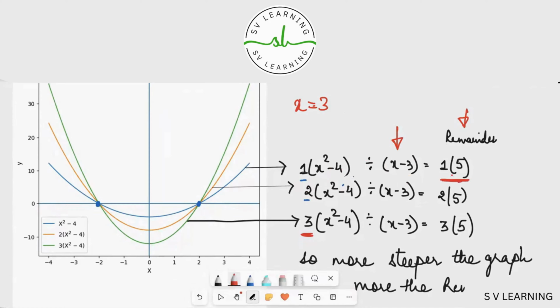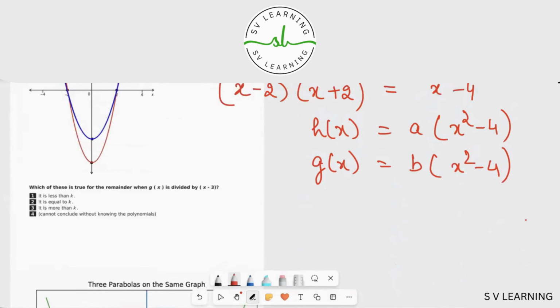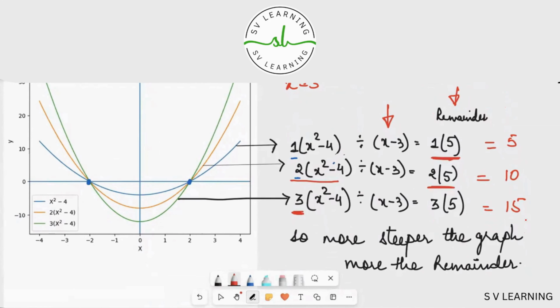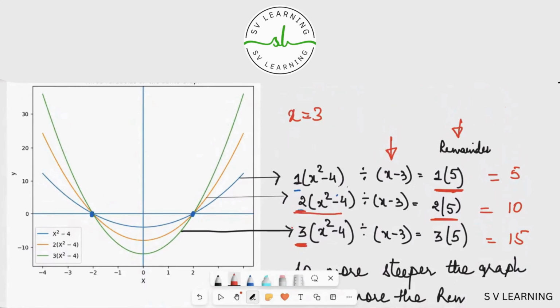So 1 into 5. However, if the polynomial was 2 into (x square minus 4), on the same basis, the remainder would have been 10. Or if the polynomial was 3 into (x square minus 4), the remainder would have been 15. Of course, I don't know what a and b are here, but there is definitely one thing I can say: the steeper the graph, the more the remainder, because this value in front keeps on increasing. So now the question is very simple. This concept, if we know, we can apply it in so many things.